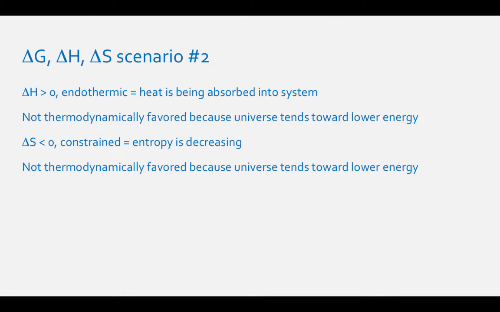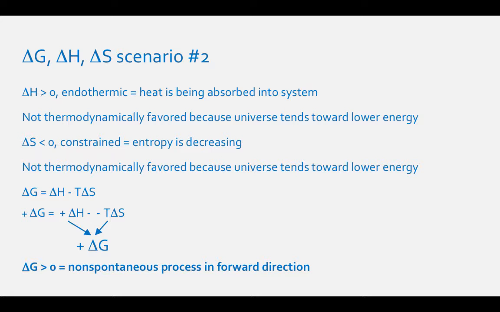So let's plug both of these signs into our delta G equals delta H minus T delta S equation. A positive delta H will make the delta G positive, and if we subtract something negative from a positive number, we will have an even bigger positive number. So a positive delta G indicates a non-spontaneous reaction in the forward reaction.